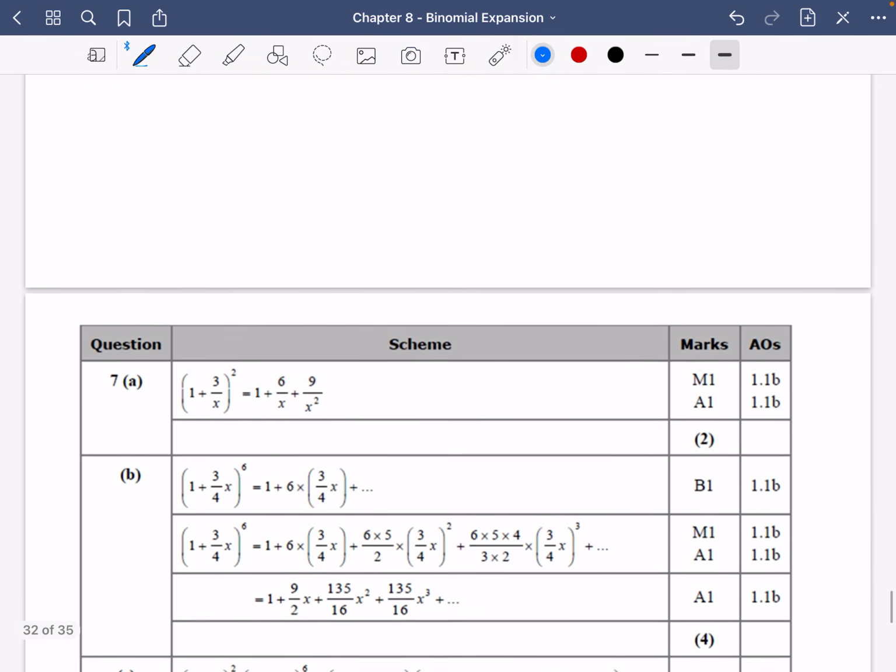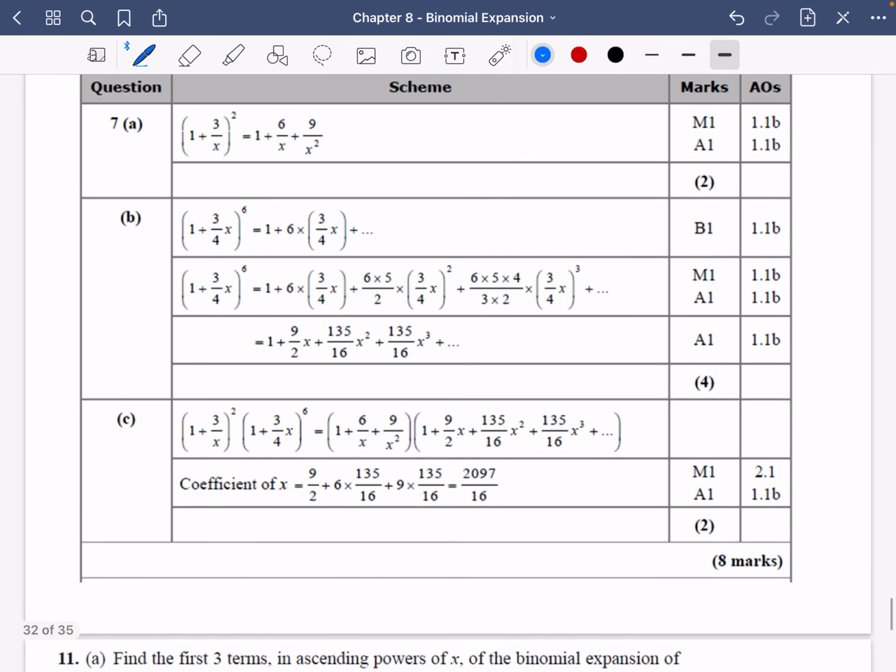Let's see. Okay, I know I've done all of these bits correct because I got the very last part correct. We got that 2097 over 16. And you can see how we've pulled out all of those different values. They didn't need you to do the full expansion. And we got this bit right, and we got this bit right here as well.